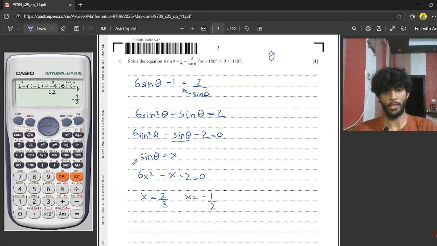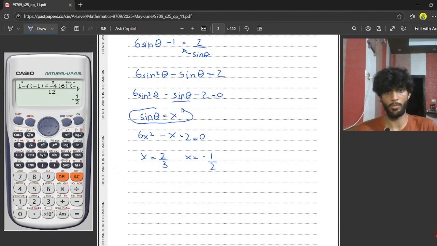Okay, and now we're not trying to solve for x, remember, we were trying to solve for sine, so let's bring that sine back in here. We can say that sine theta is equal to 2 by 3, and that sine theta is equal to negative 1 by 2.